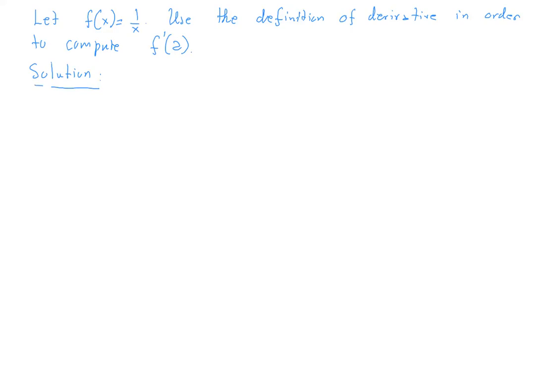Well, same story. So f prime of 2 is going to be the limit as h tends to 0 of f of 2 plus h minus f of 2, divided by h. Now, what is f of 2 plus h? It's 1 over 2 plus h. What is f of 2? F of 2 is 1/2, and we divide by h. We have this composite fraction.